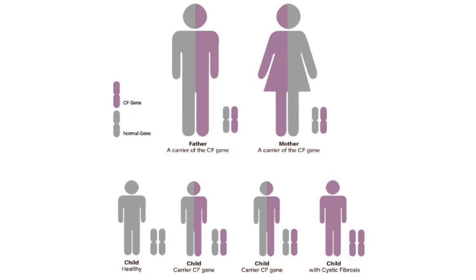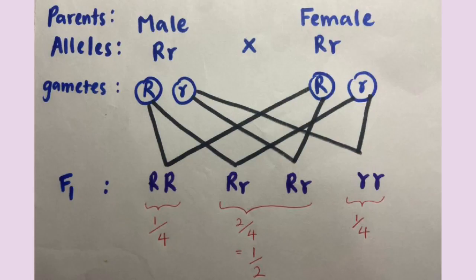Then the 31st question. It's about this cross, capital R small r into capital R small r. If you draw the cross and consider the F1 generation, you can see the probability of getting small r small r is 1 over 4. So there are 4 offspring, four probabilities. From these 4 different probabilities, there is only one probability for getting small r small r. Because of that, the first statement is wrong.